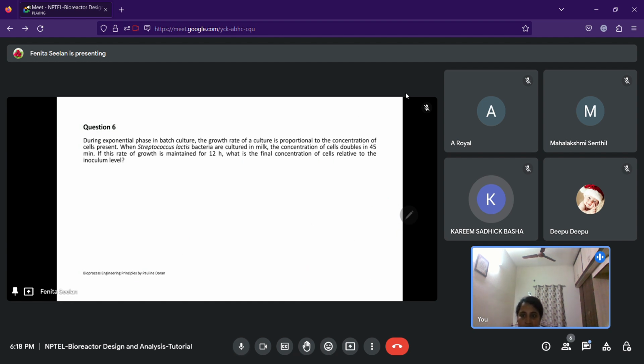So during the exponential phase in batch culture, the growth rate of culture is proportional to the concentration of cells present. So when Streptococcus lactis bacteria are cultured in milk, the concentration of the cells doubles in 45 minutes. If this rate of growth is maintained for 12 hours, what is the final concentration of cells relative to the inoculum level? So anybody have any idea on what is given and what is expected to be solved?